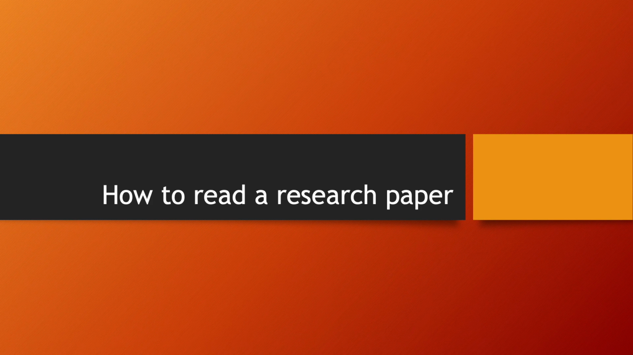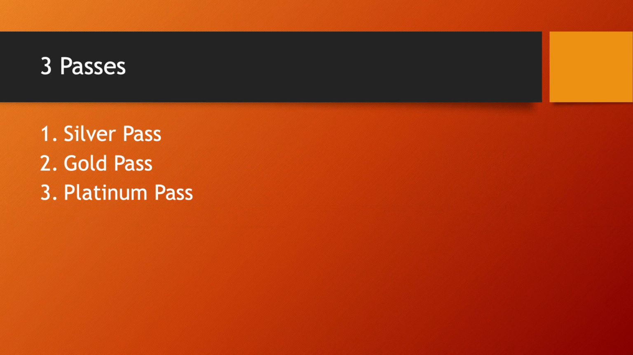Topic of the day is how to read a research paper. You can read a research paper in 3 passes. Let's call them silver pass, gold pass, and platinum pass.